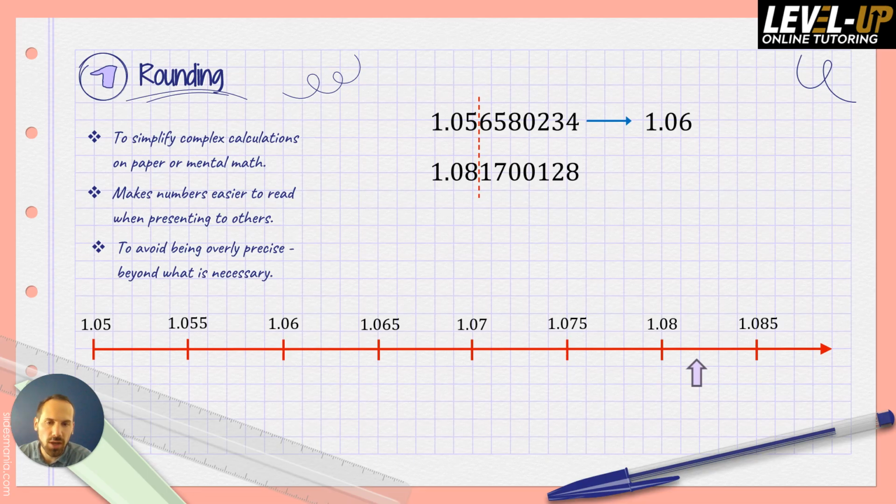We don't even have to look at the number line. We can just see 1.08. Next digit is a 1. So it's going to be closer to 1.08 than 1.09. So it rounds down like that.